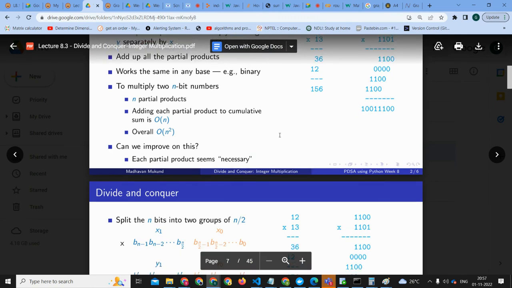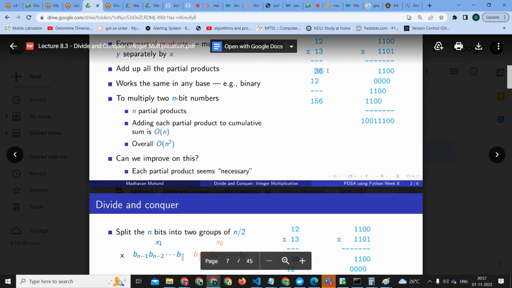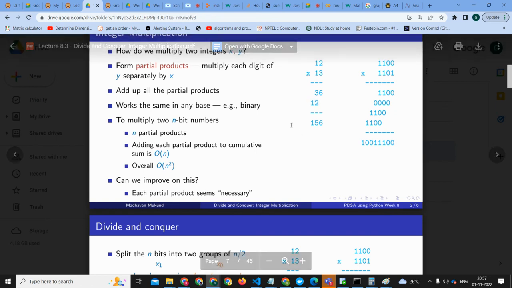All right. So adding up the partial products to a cumulative sum is big O of n. What are partial products? I think these are the partial products, 36 and 12. We are partially making the product. So adding it up is just going to be the length of it. So 6 plus 3, these can be represented in terms of lists and then added. Let's not go into the complex.